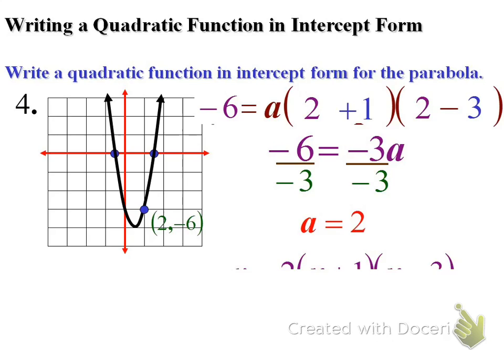Once you know that a is 2, you can write your equation. The a value goes in front of the parentheses, so y equals 2 times x plus 1, because our intercept was at negative 1, and then x minus 3 because our intercept was at positive 3. Questions on this one?